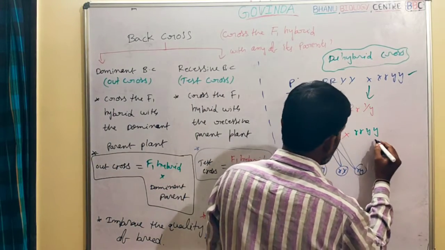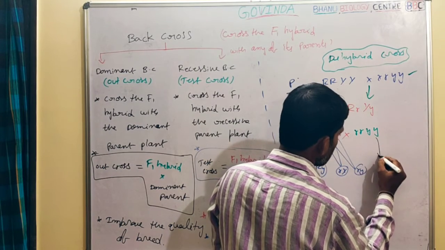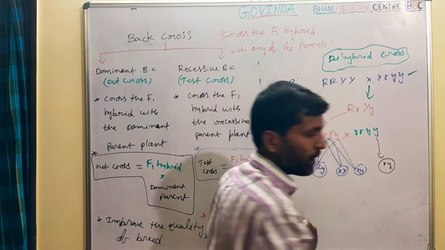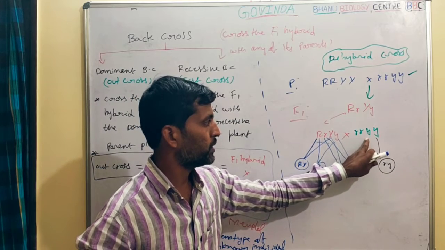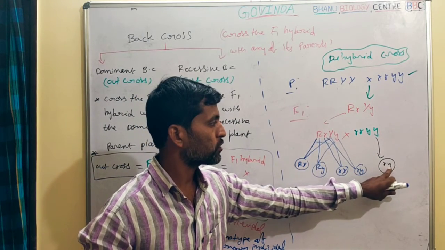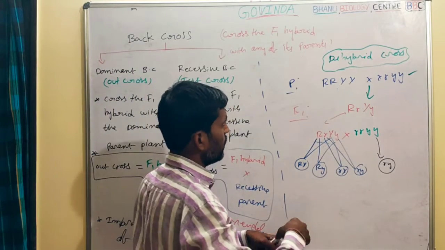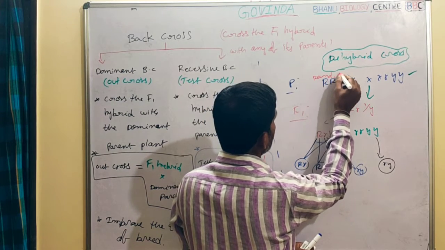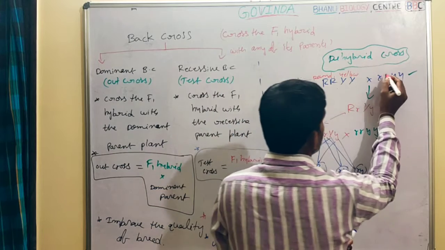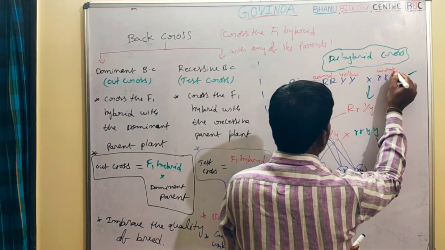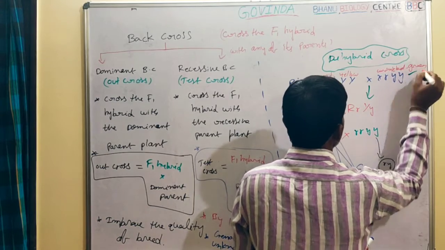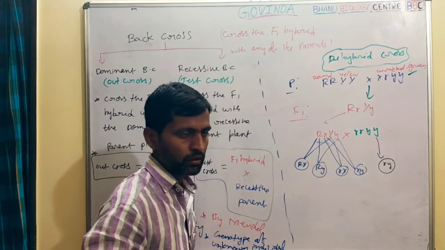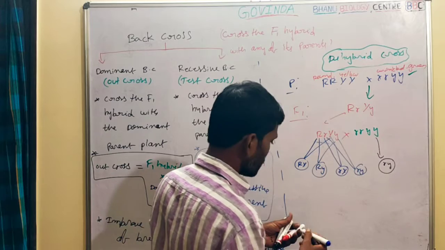Then what about this one? All the gametes produced by this recessive parent plant have small r, small y alleles. Right, this parent plant expresses the dominant characters, round yellow color seeds. This plant expresses wrinkled green color seeds. Right. So now we draw the checkerboard to know the results.